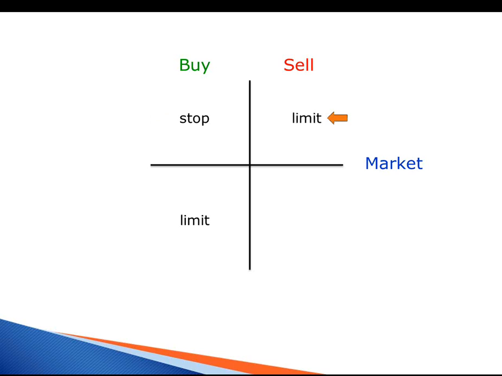Next, we're going over to the sell side. In the top right-hand quadrant, you're going to label this limit. This is a sell limit order. A sell limit is placed at or above the current market price. This order can be used to enter or exit a trade. It specifies a price that the trader is willing to pay or accept. Again, you'll hear "or better." That means at your price or higher.